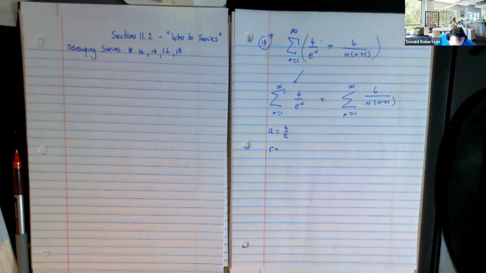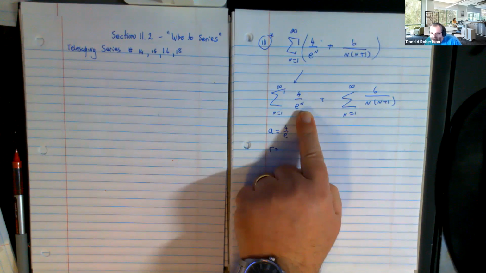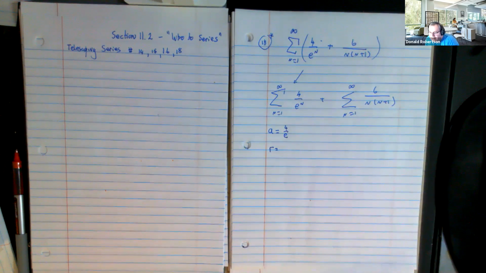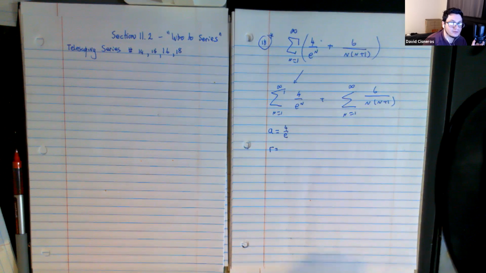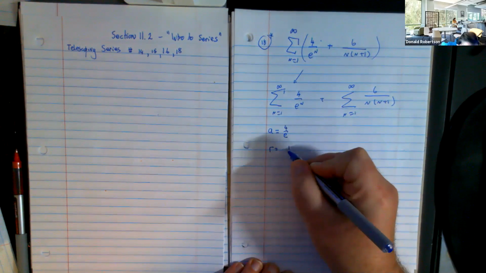Can anybody tell, just looking at that, what r is? Because I'm going to show you how to calculate it if you don't know how it is. But what do you think the common ratio for this one is? Because it's not as obvious as a lot of the geometric series are. Is it 1 over e? You nailed it. It is 1 over e.